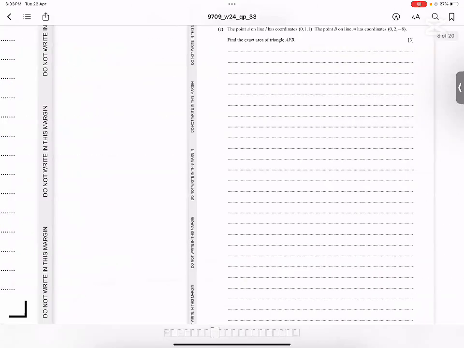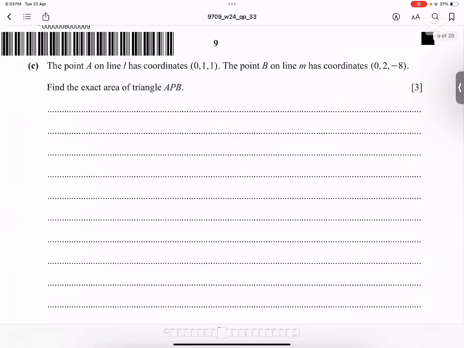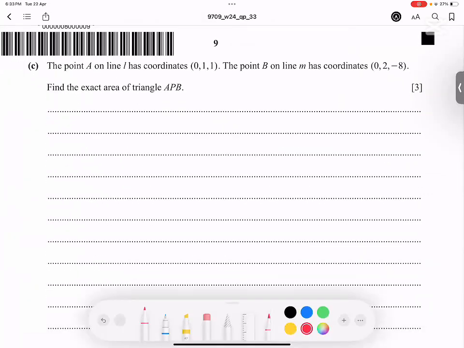And let's go for the next part of the same question. He's saying, see the point A on the line L has these coordinates. So these are A's coordinates. It lies on line L. And B is a point on the line M that has this coordinate. So two points lie on these lines.